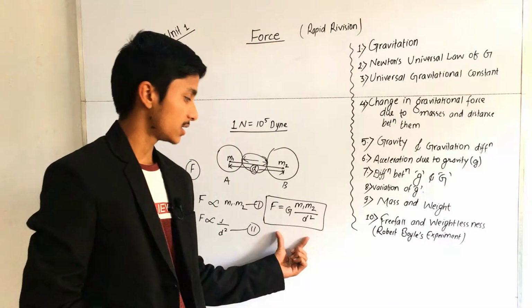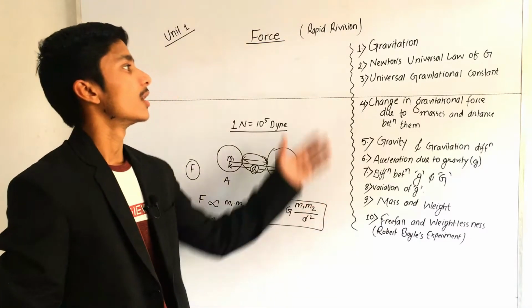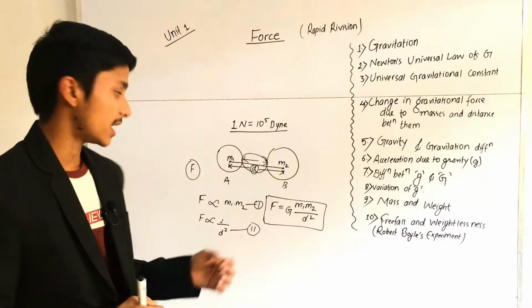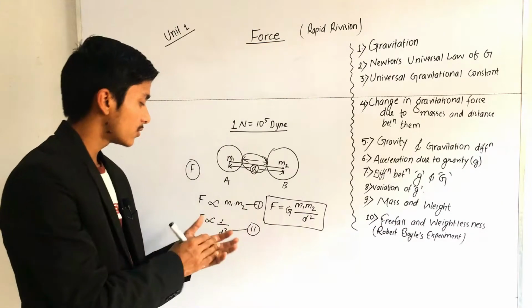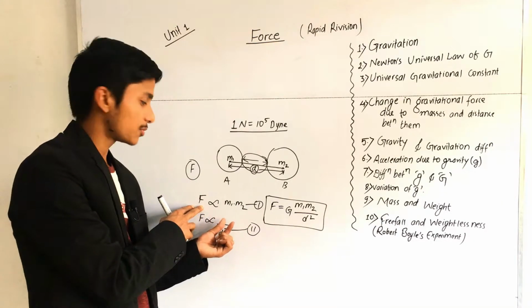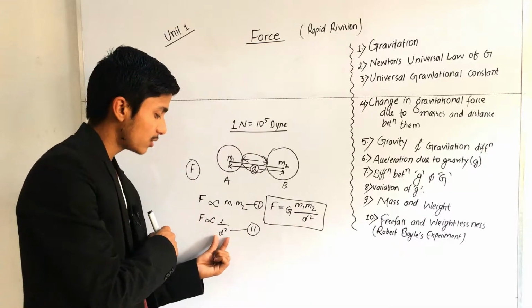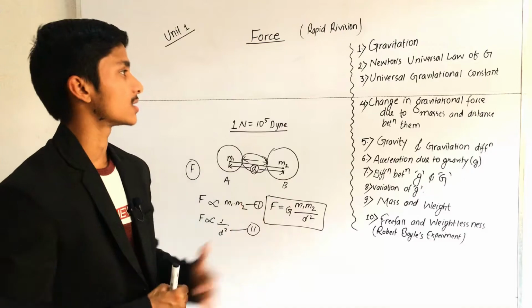His law states this, Newton's universal law: every body in the universe attracts every other body with a force which is directly proportional to the product of their masses and inversely proportional to the square of the distance between their centers.